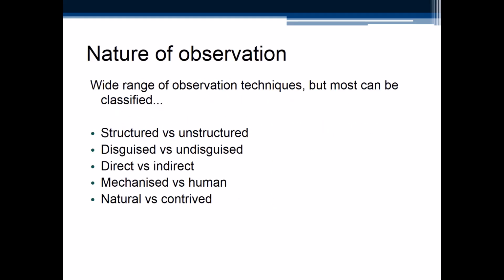So as I said before, we won't go through the full range of observational techniques, though we allude to a lot of them across the lecture. What I will do is talk about these different ways we can classify observational research: structured, unstructured, disguised, undisguised, direct, indirect, mechanized or human, natural or contrived. And that gives you a good overview of the types of things we can do with these approaches.